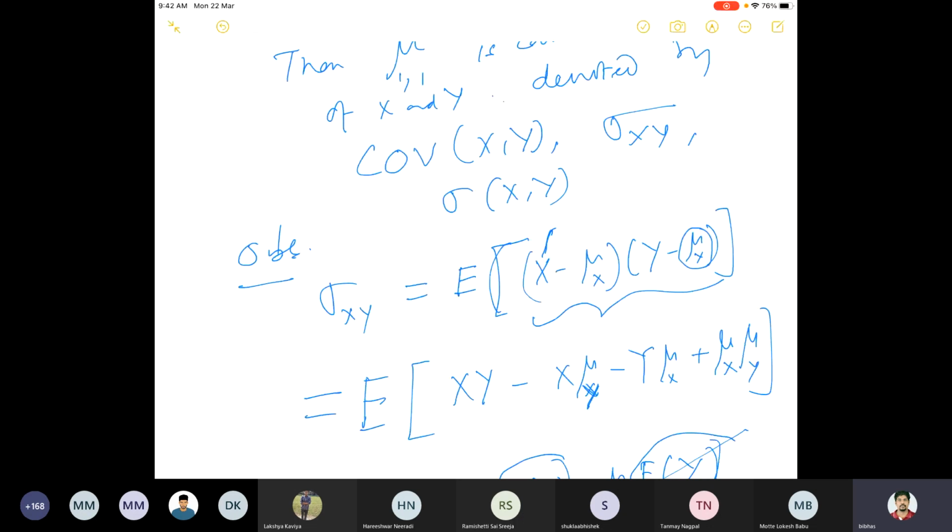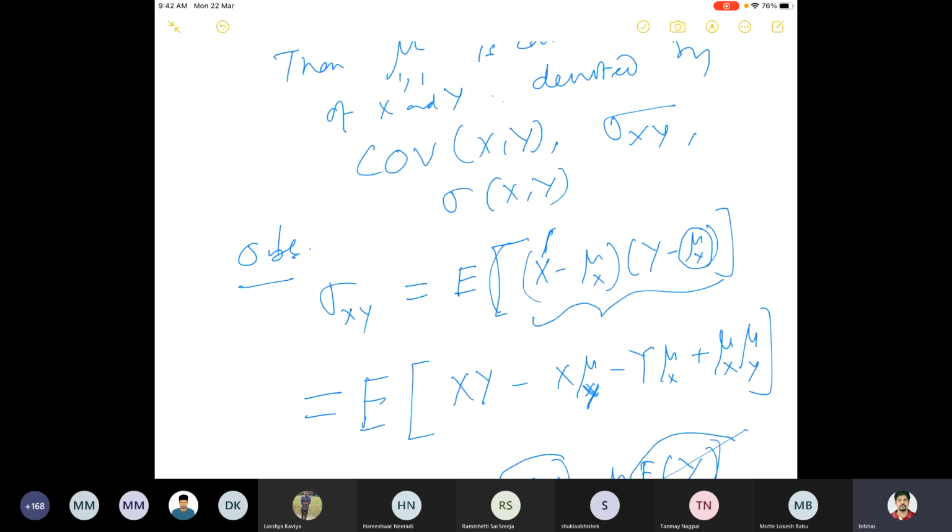So what I'm trying to tell you is that if there is a high probability that larger values of x will go with larger values of y, and small values of x with small values of y, then the covariance will be positive. And if there's a high probability that large values of x will go with small values of y, and vice versa, then this covariance will be negative.